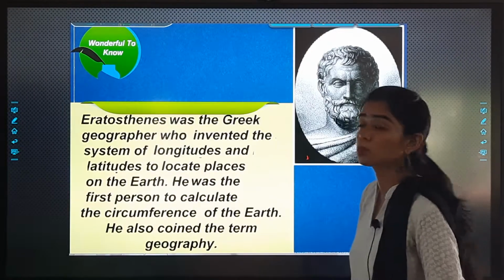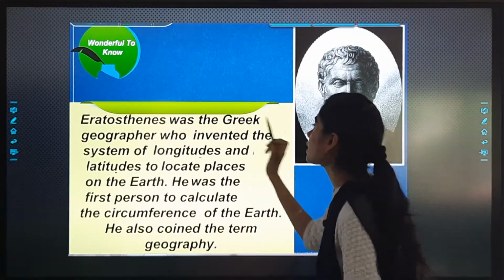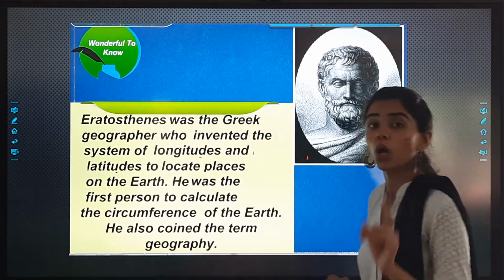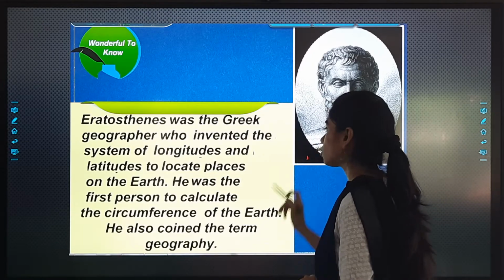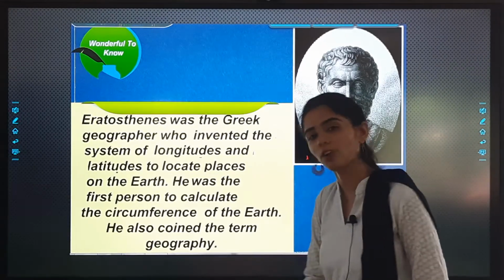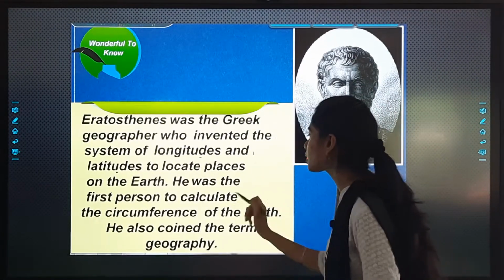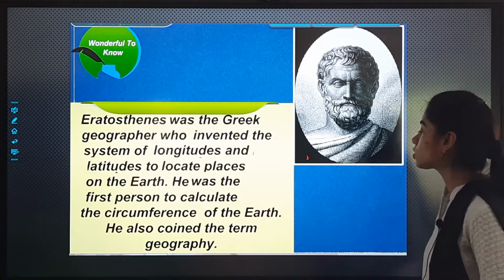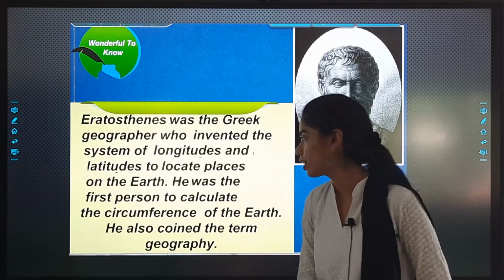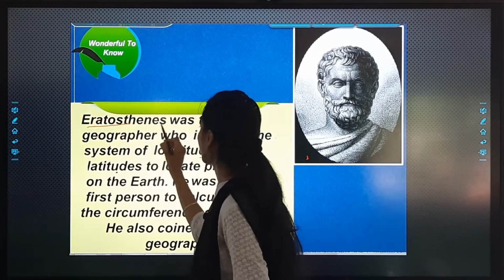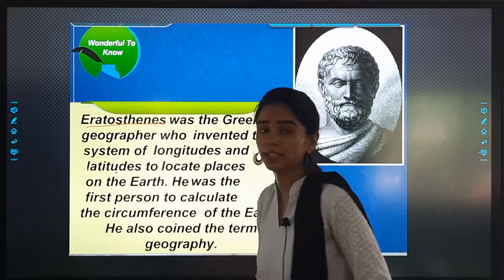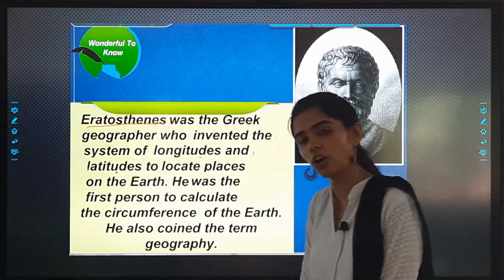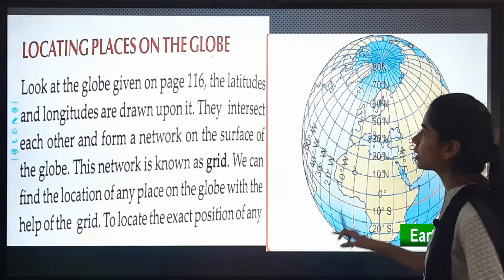Now, this is wonderful to know. Eratosthenes was the Greek geographer who invented the system of longitudes and latitudes to locate places on the earth. He was the first person to calculate the circumference of the earth. He also coined the term geography. So he is a very important person, that is Eratosthenes. Who was he? He was a Greek geographer. This is only for your information.